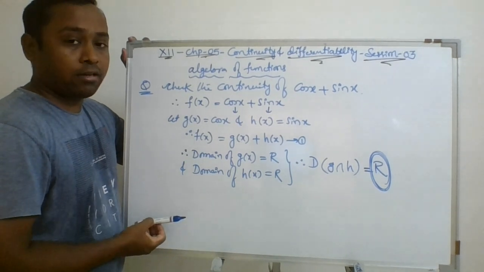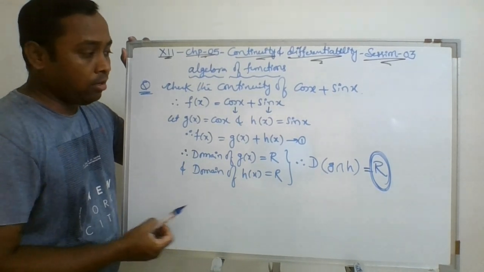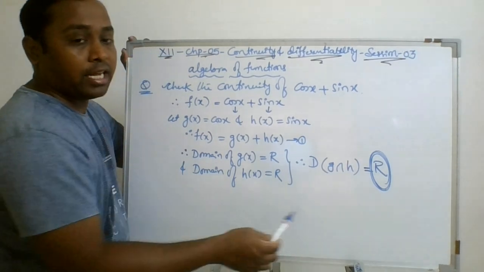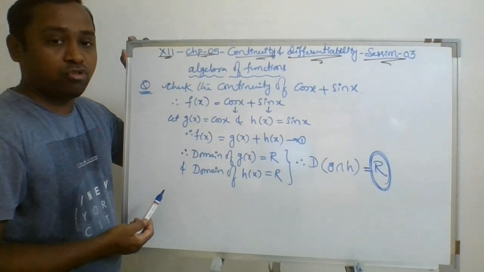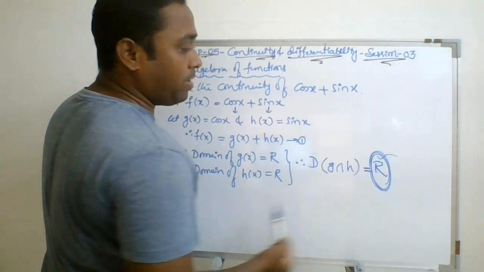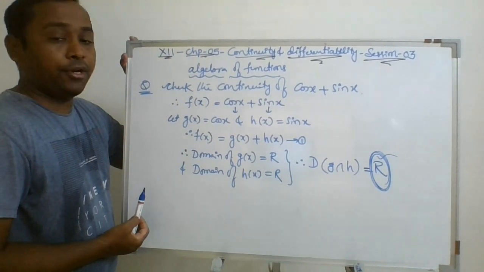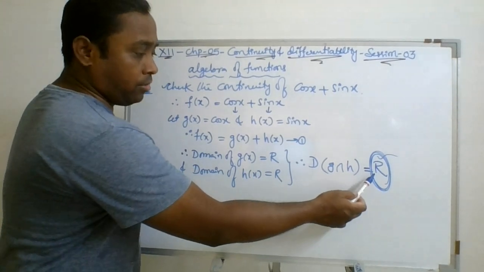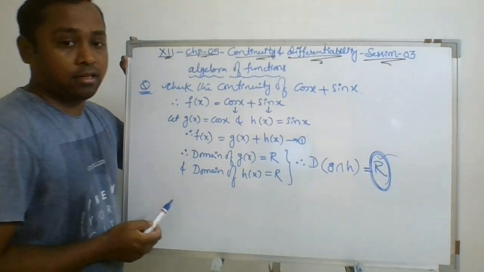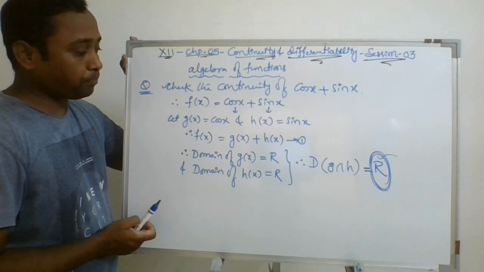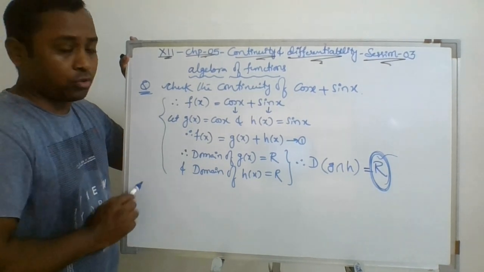So you need to check the continuity of the graph in general. For that you need to decide at which constant you can check, and we got that the common domain is the real numbers. Now we are going to check the continuity of the graph at any point in the real numbers on its domain. So this is the first step you need to do.